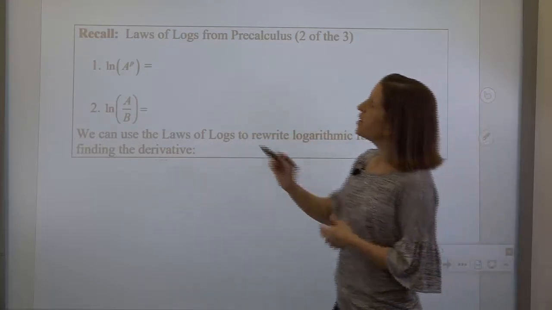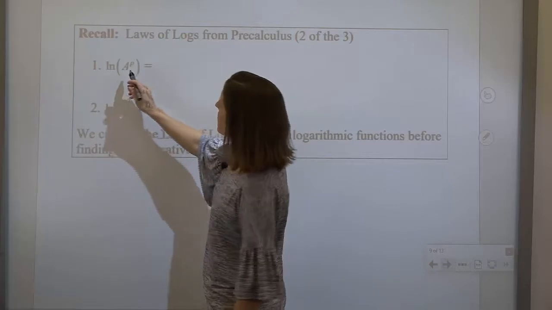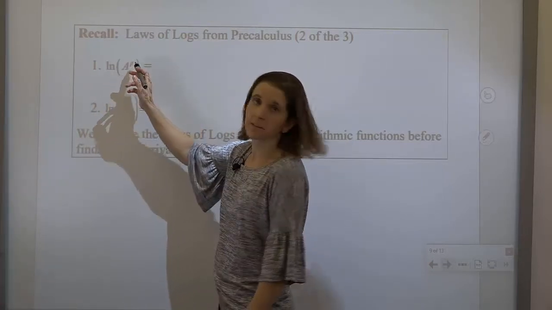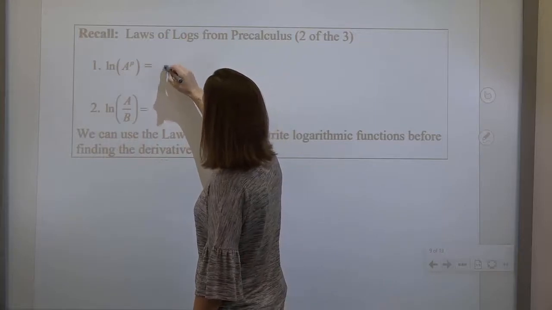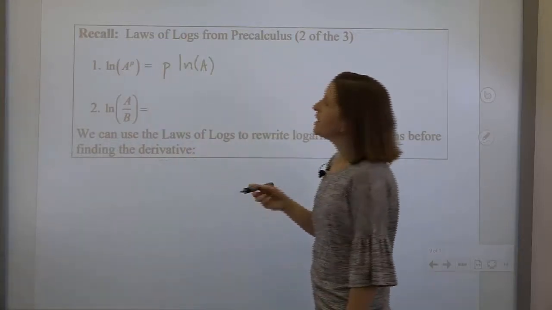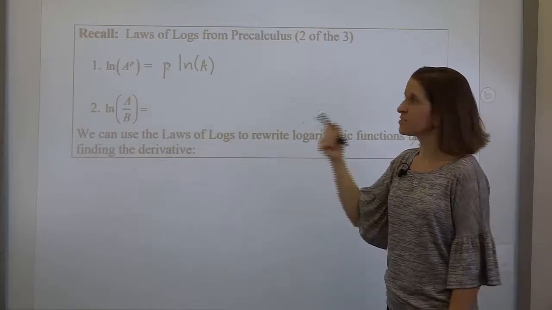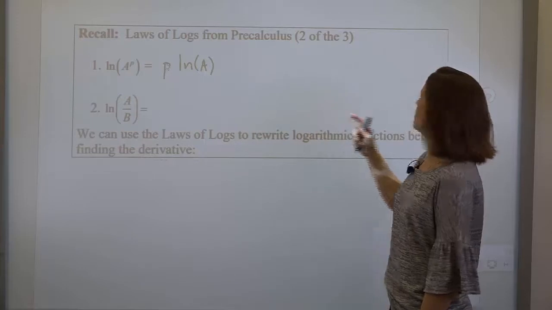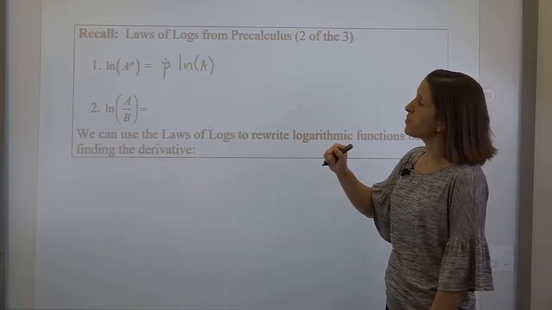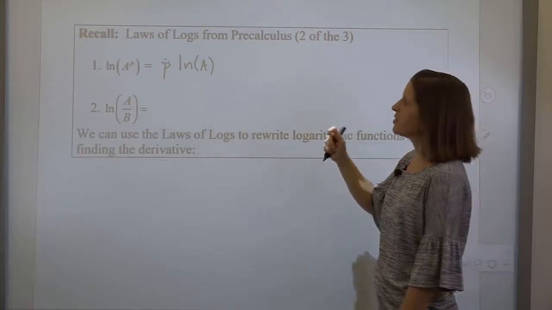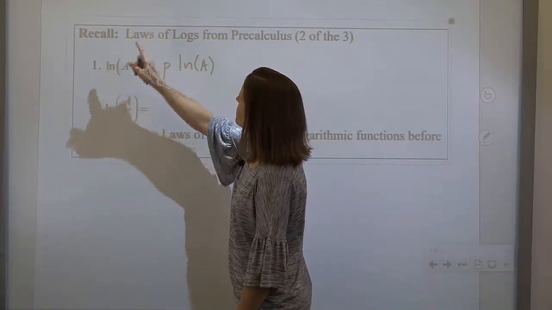One of the laws of logs was that if you have the whole inside of a logarithm raised to a power, that power can come down in front and be multiplied. And so that actually comes from the other rule that I didn't write here. It's actually just a summarization of what happens with the multiplication rule when you have multiplication inside of a log. So that is one of them.